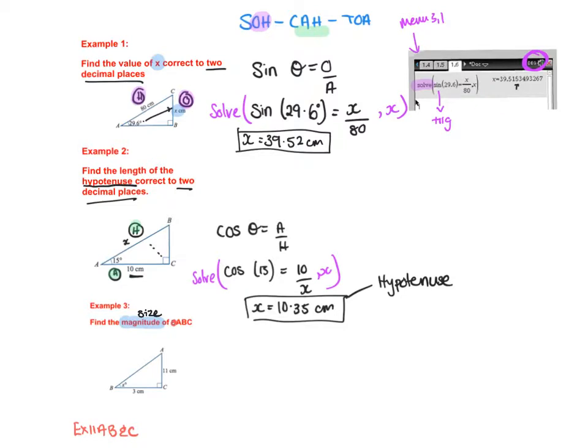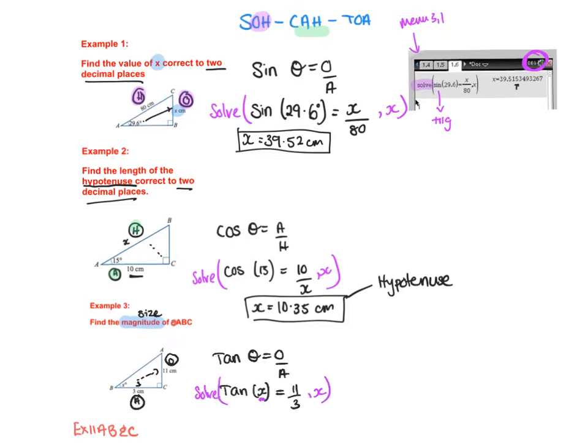So what we'll do is we'll label up our triangle. And if I look, I've got the opposite side and I've also got the adjacent side. So it means I'm going to use the tan rule. So tan angle equals O over A, and I'm going to substitute in what I know, which is 11 over 3.